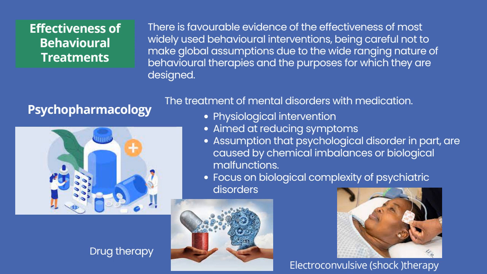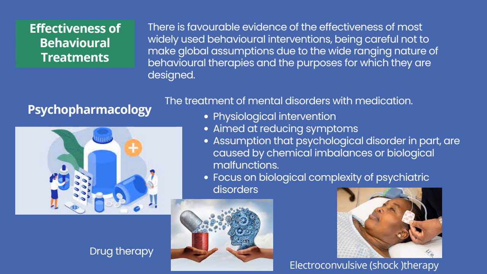So the final kind of treatment we'll look at is psychopharmacology, which is the treatment of mental disorders with medication. So it's a physiological intervention aimed basically at reducing symptoms. It's using drug therapy or electroconvulsive shock therapy to really reduce the symptoms. And the assumption that it works upon is that psychological disorders, in part, are caused by chemical imbalances or biological malfunctions. So it's nothing to do with what has happened in the past. It's nothing to do with learned behavior. It's basically a chemical or a biological malfunction.